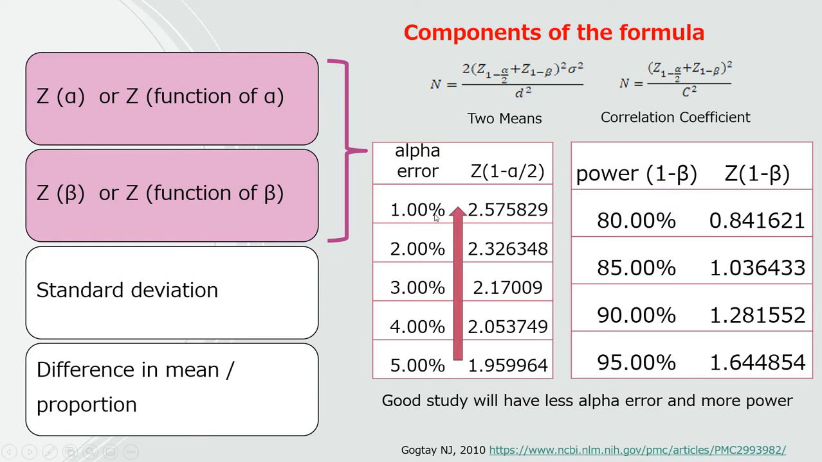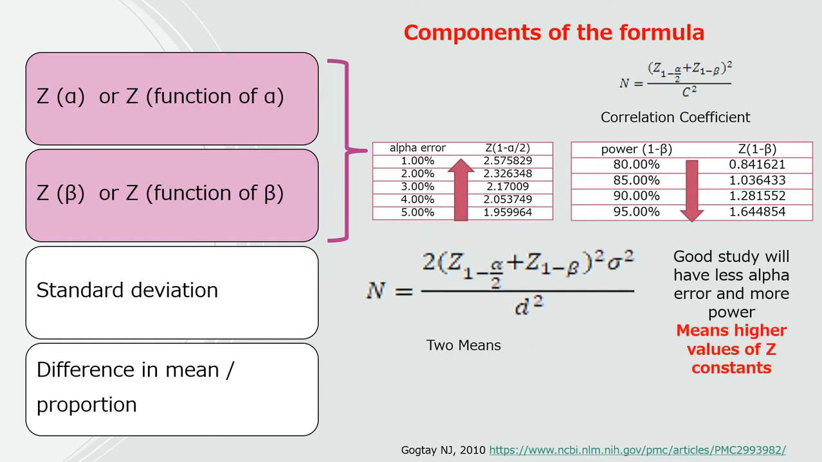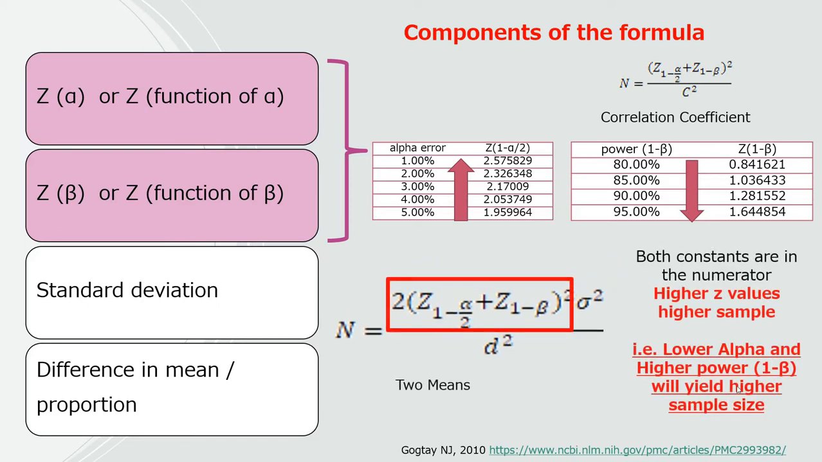Let's look at these constants a little more closely. As the alpha reduces, the Z1 minus alpha increases. As the power increases, Z1 minus beta also increases. Now these two values are sitting on the numerator. That means as you improve your power and reduce the alpha error, your values of the sample size are going to increase, as both these constants are present in the numerator.